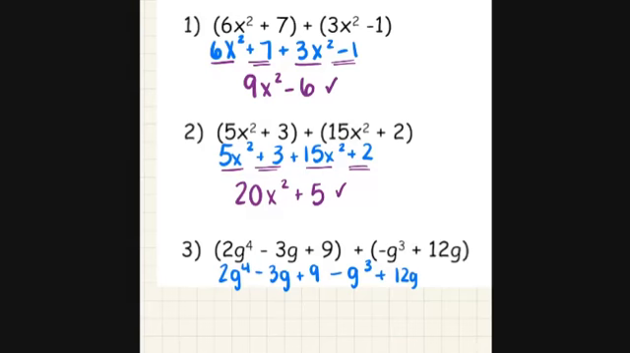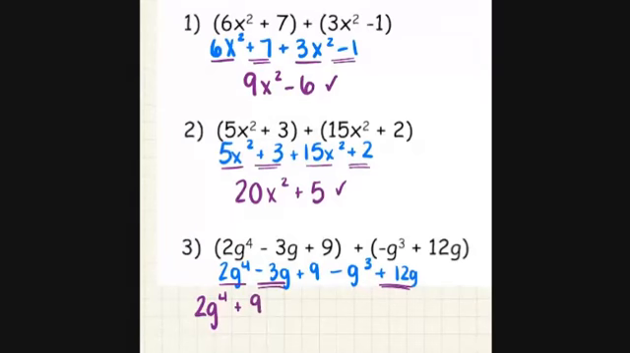So into that, I want to combine any like terms I have. This 2g to the fourth does not have any like terms, so we'll leave him by himself. The minus 3g does have a like term in the 12g, so 12 minus 3 makes positive 9g. This 9 here is all by its lonesome, plus 9, and the minus g to the third is also by itself without any like terms. So once we've combined all of our like terms, we do have everything simplified where it needs to be.